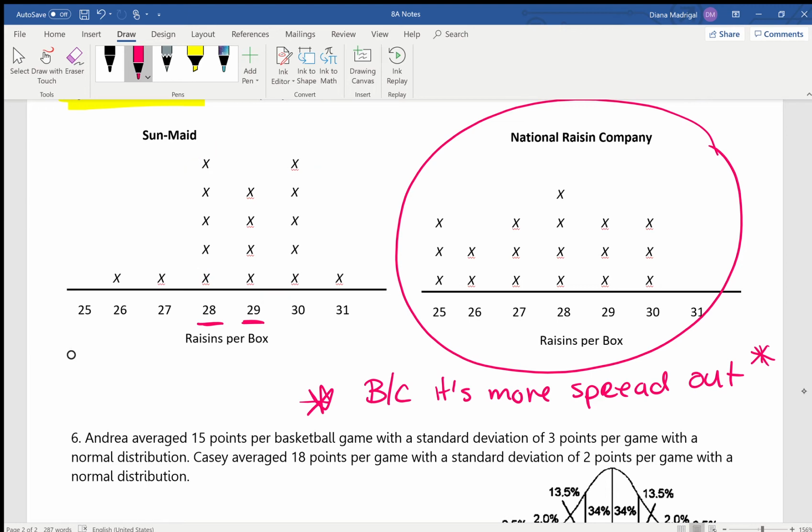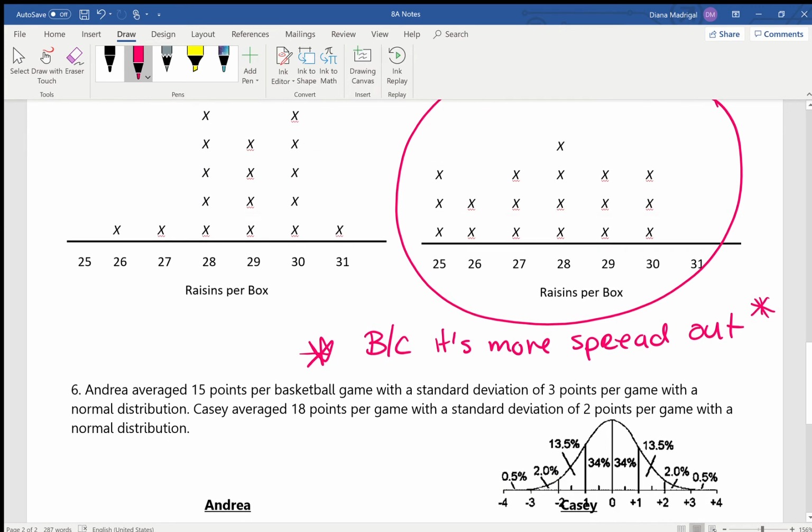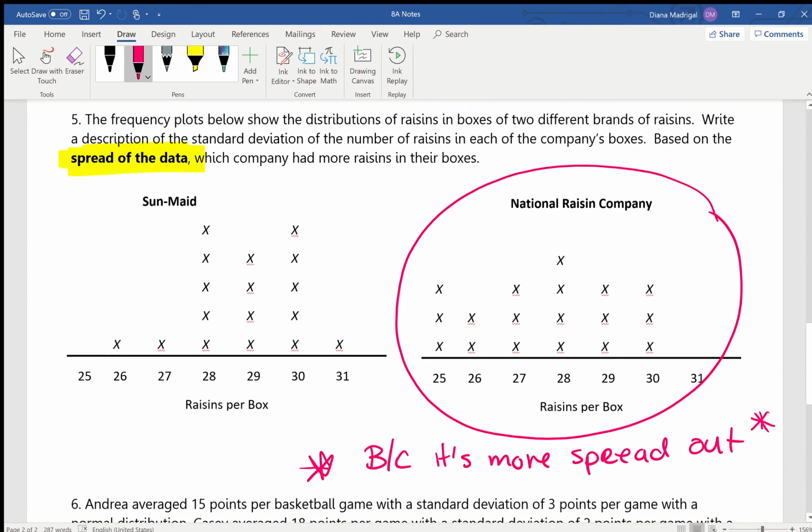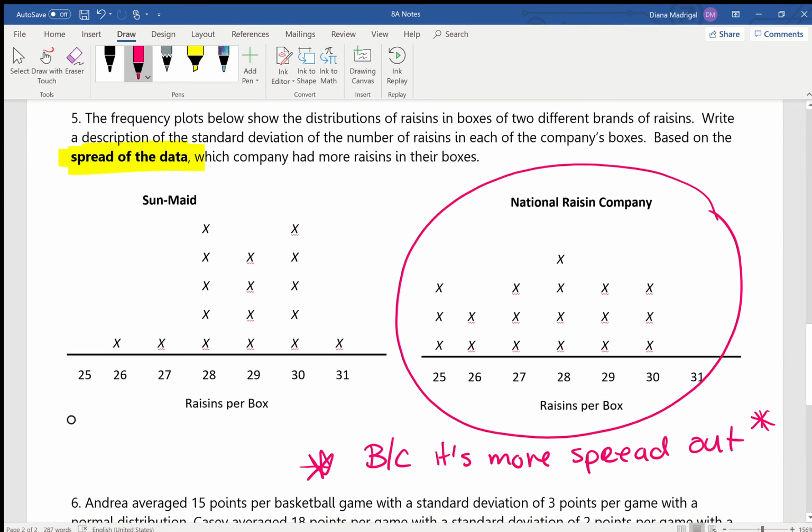Alright, so obviously National Raisin Company is my answer. And that's all we are doing for that question. I told you it was pretty easy. Cannot get this one wrong. It's easy.